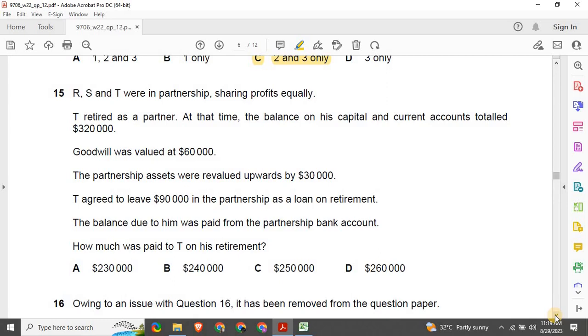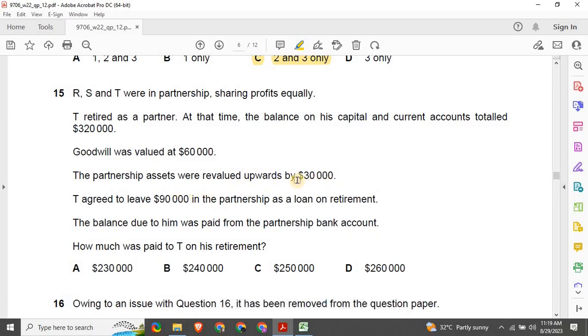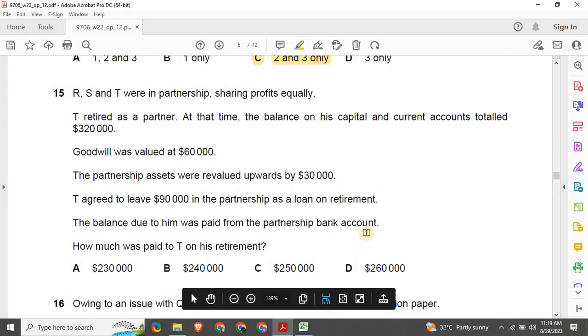320,000. Goodwill was valued at 60,000. Partnership assets were revalued upward by 30,000. So there is an increase in the value of assets. T agreed to leave 90,000 in the partnership as a loan on retirement. The balance due to him is paid from the partnership bank account. So the question is, how much did we pay him on his retirement?